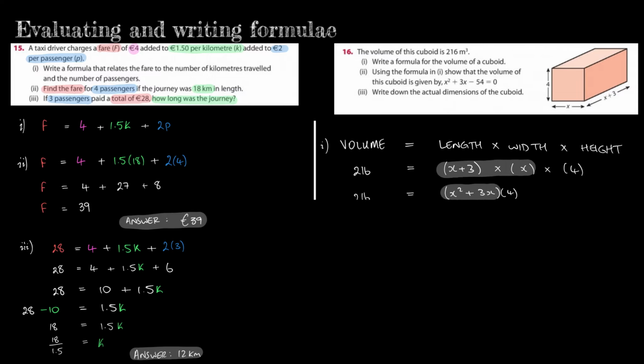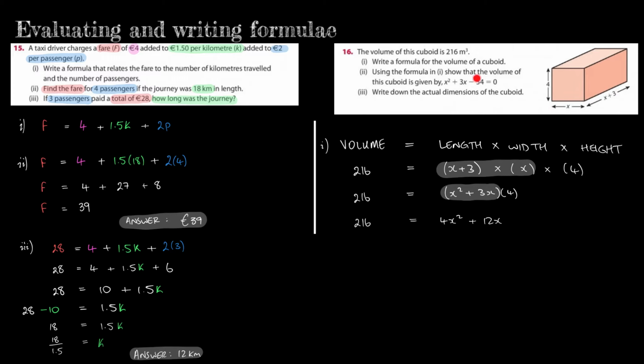So when I multiply the 2 of them, x times x is x squared, x times 3 is 3x, and that has to be multiplied by 4. So you can see there that I've formed an equation. 4x squared plus 12x is equal to 216. So that's the answer. It asks us to write a formula for the volume of the cuboid. So the formula for the volume of the cuboid is, this is a formula obviously, but I just simplified it, and that would be the volume of the cuboid.